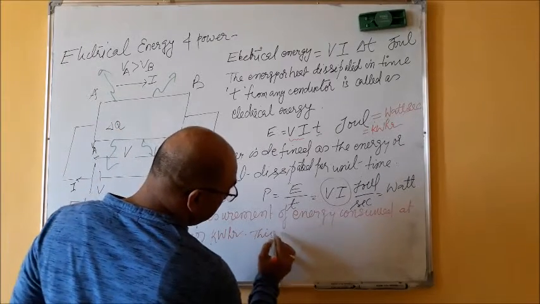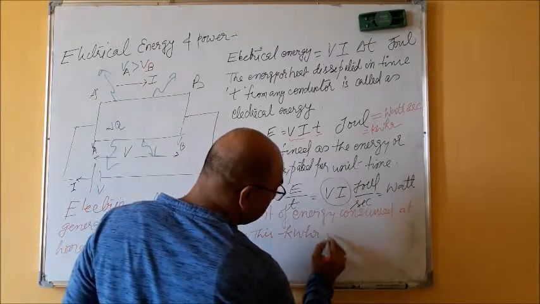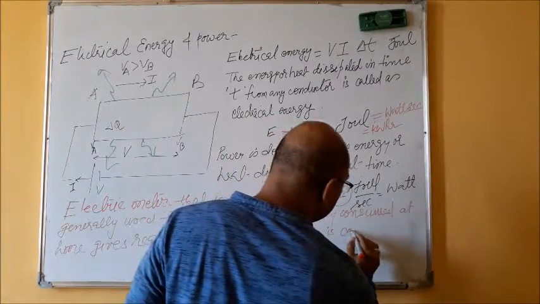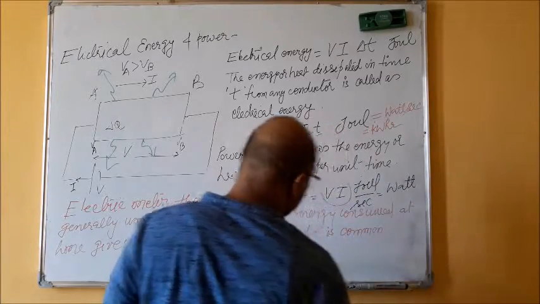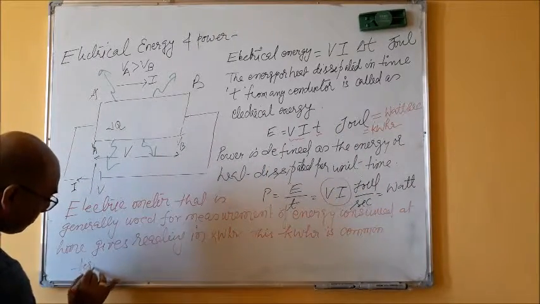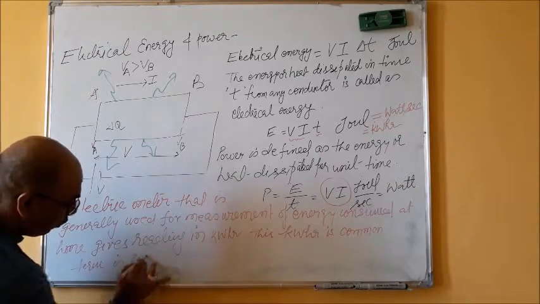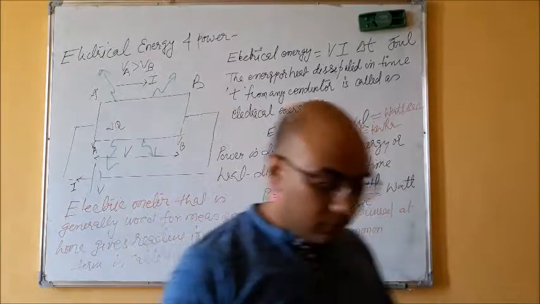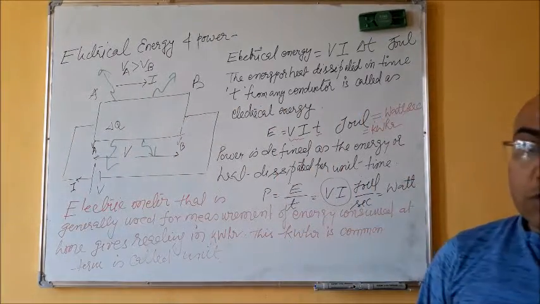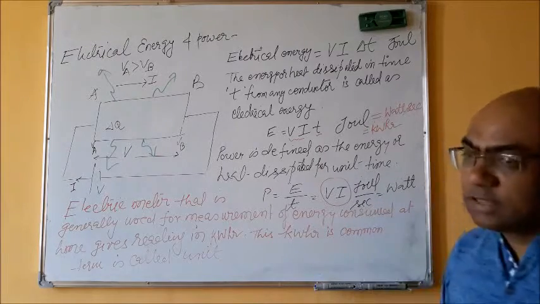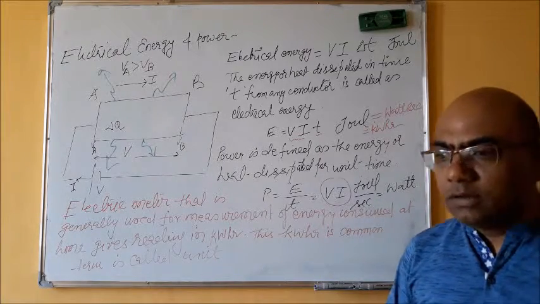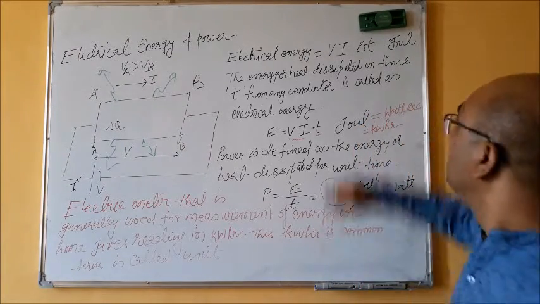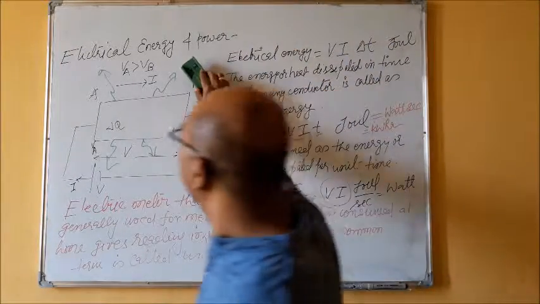This kilowatt hour, in common terms, is called a unit. Okay, in common terms we say that this is a unit. So this means if I am saying that my electricity bill is 100 units. Okay, so I am giving you one example.